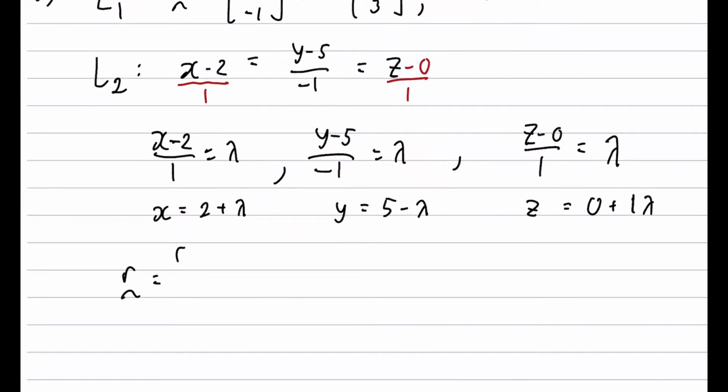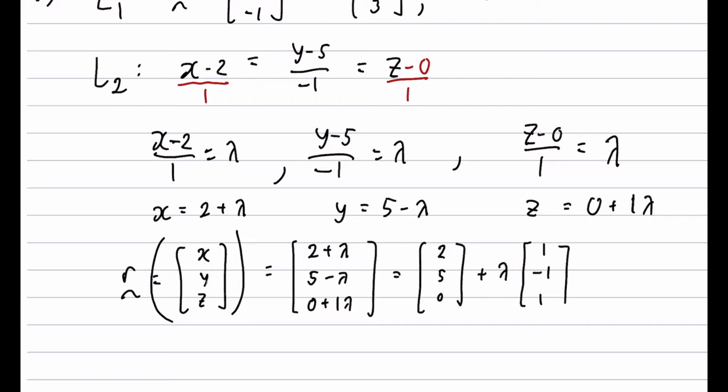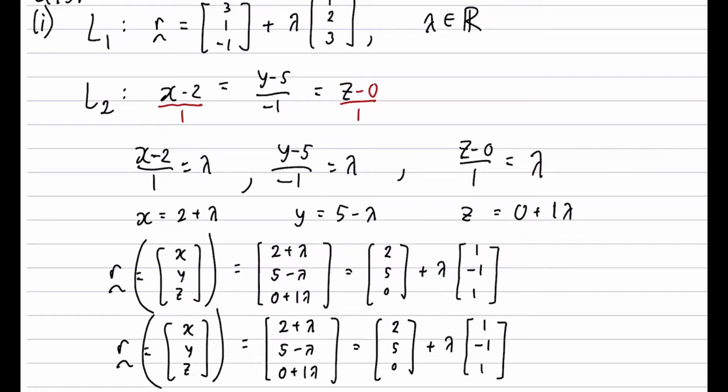Vector r will be your (x, y, z). Actually, you can skip this if you can see straight away. Then just write down the components. x is 2 plus lambda, y is 5 minus lambda, z is 0 plus 1 lambda. Split them up into (2, 5, 0), add on lambda times, what do you see as the coefficients? (1, -1, 1). Okay? Yeah. So just to make it look neater, I'm going to rewrite it as r equals.